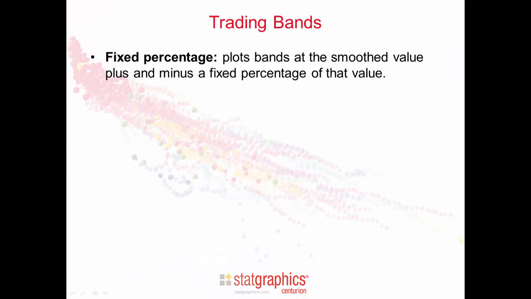Also included on the plot, on either side of the smooth values, are trading bands. There are two ways to locate the trading bands. The first method is to use a fixed percentage of the smooth value. Using that method, the bands are plotted at the smooth daily values plus and minus a fixed percentage.